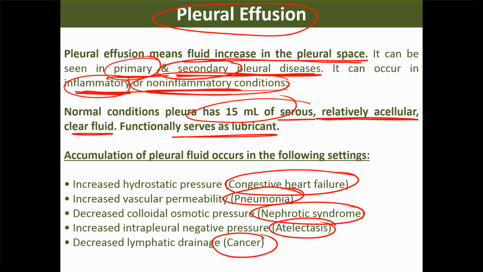So what are they? Congestive heart failure, which alters the mechanism of hydrostatic pressure. What is the alteration? They increase the hydrostatic pressure, and that leads to pleural effusion. Whereas in pneumonia, the alteration happens in the vascular permeability, because pneumonia causes acute inflammation. In acute inflammation, the first change is the vascular change that alters the vascular permeability. What is the alteration? It increases the vascular permeability.